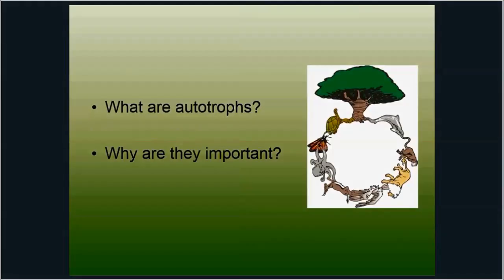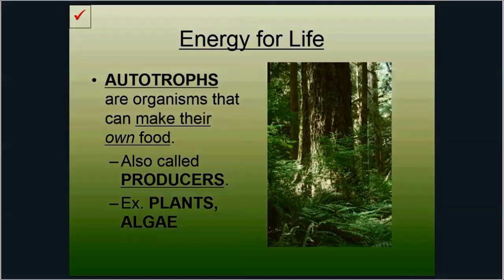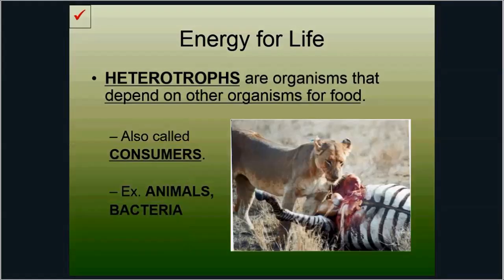First, we're going to talk about what autotrophs are and why they are important. Autotrophs are organisms that make their own food. They're also known as producers. Examples of autotrophs include plants, some algae, which can be protists, and some bacteria are also autotrophs.